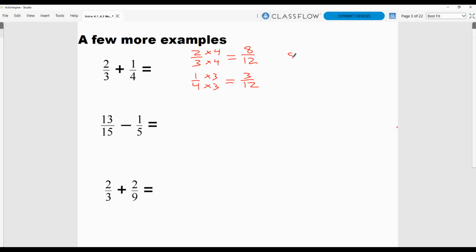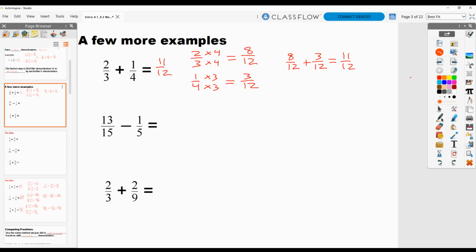So let's set them up to add. 8 over top of 12 plus 3 over top of 12, all right, is going to get us 11 over top of 12. All right, and you might have just looked at this and been able to add them mentally. That's fine. All right, let's take a look at our next one here.